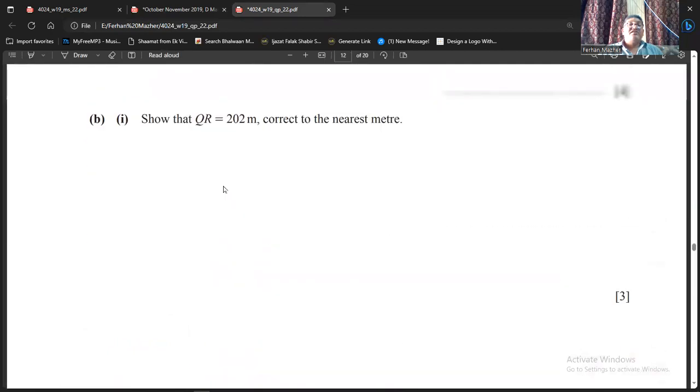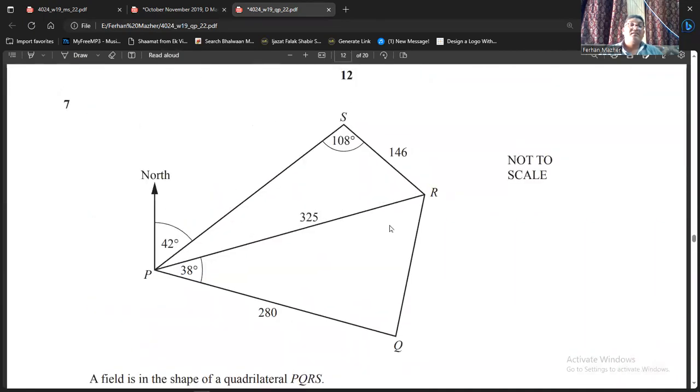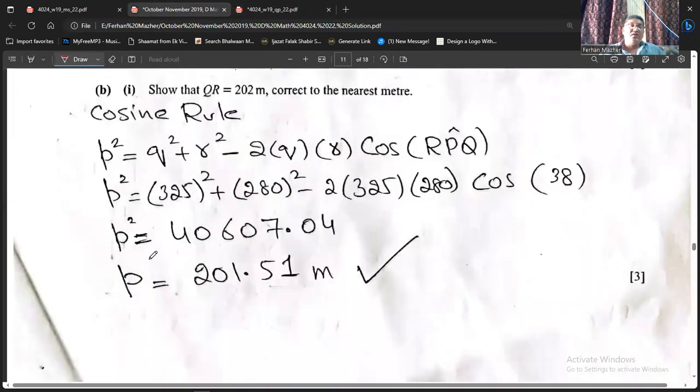Then the question is B part. He says, show that the QR is 202. The QR, this side, is 202. We have to show that. I know this side, that's 325. I know this side, that's 280. And I know the angle between them, 38. I want to find the side opposite to this. So very easily, I can find the length of the side QR using the cosine rule.